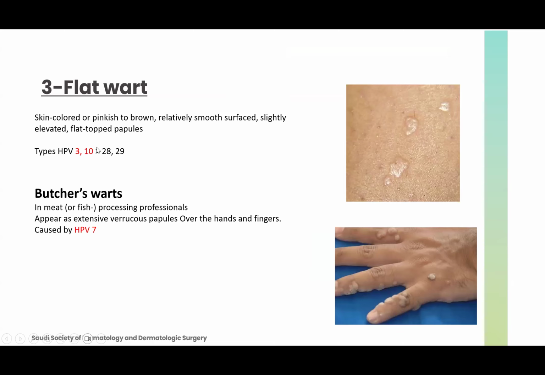It is characterized by skin-colored or pinkish to brown, smooth-surfaced, slightly elevated, flat-topped papules, and most of the time it will be caused by HPV type 3 or 10. Also worth mentioning, we have a subtype called butcher's wart, which is common in meat processing professionals. Most of the time it will be caused by HPV type 7.